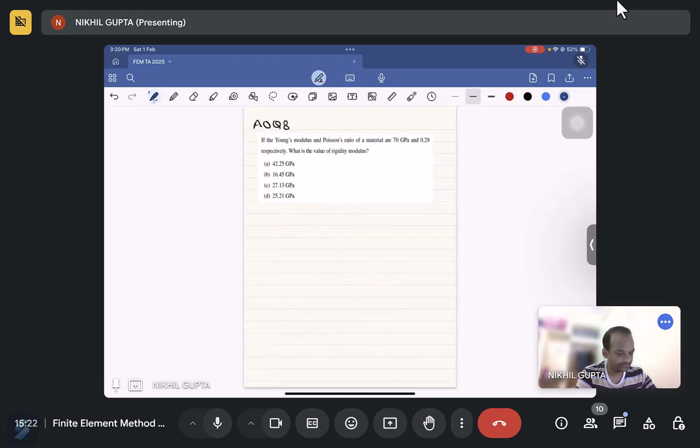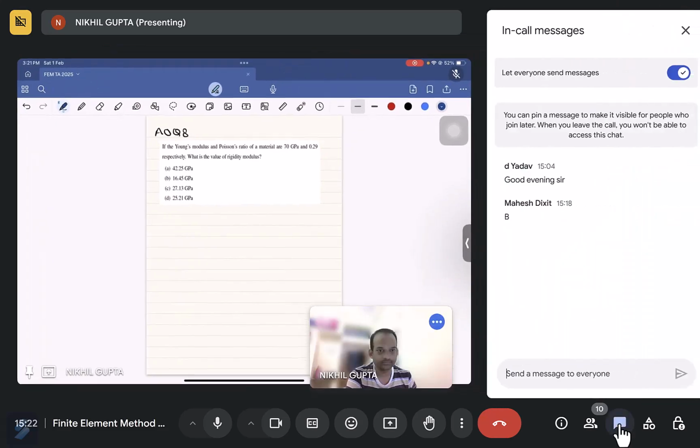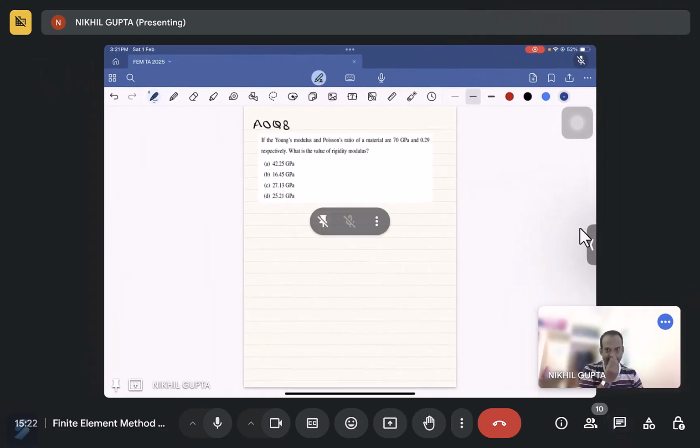So the 8th question. If the Young's modulus and Poisson's ratio of a material are 70 and 0.29 respectively, what is the value of rigidity modulus? This is a simple, directly formula-based question. Does anyone remember the relation between E and G, Young's modulus and the rigidity modulus? It's pretty simple. You must have studied it in the strength of materials course in your undergrad course.